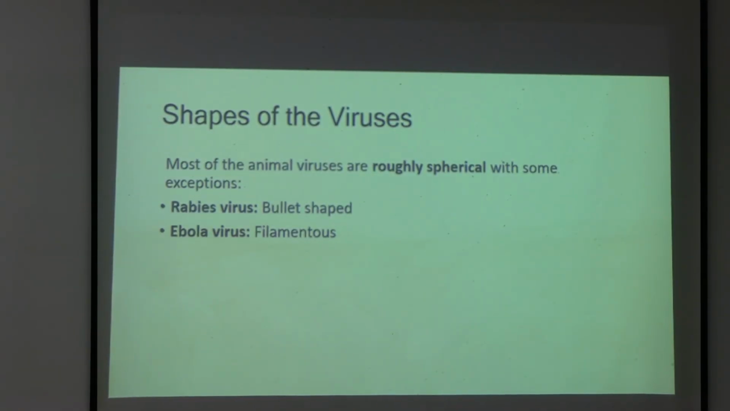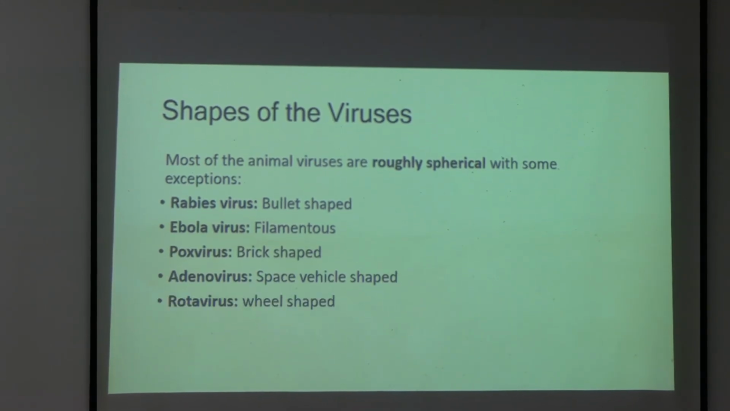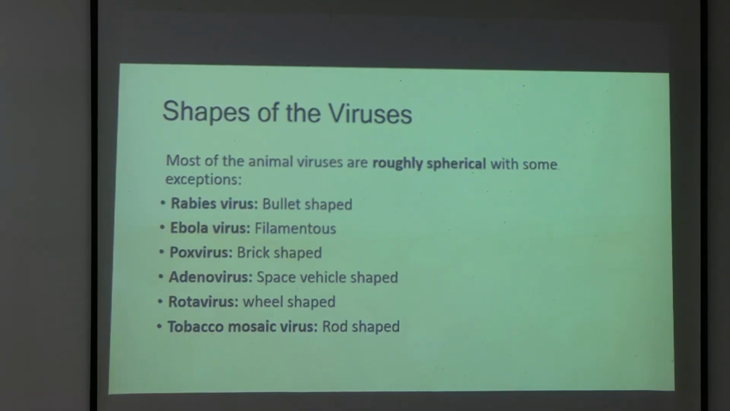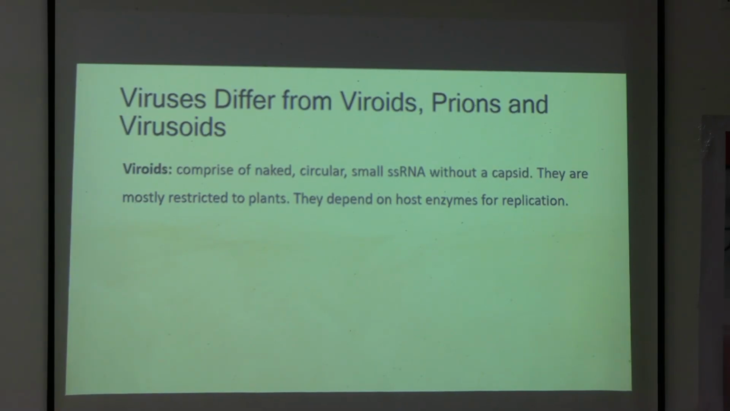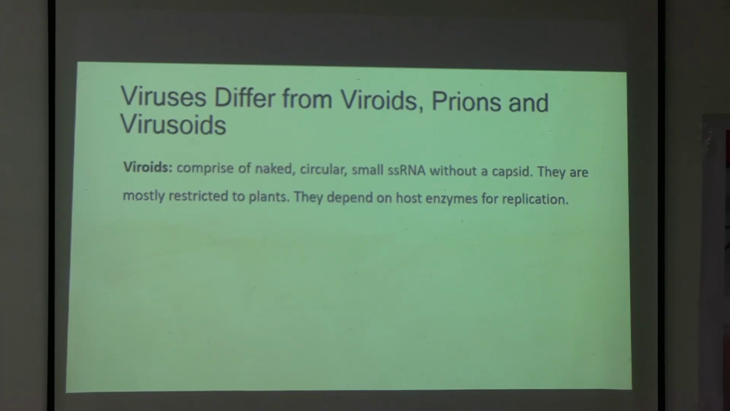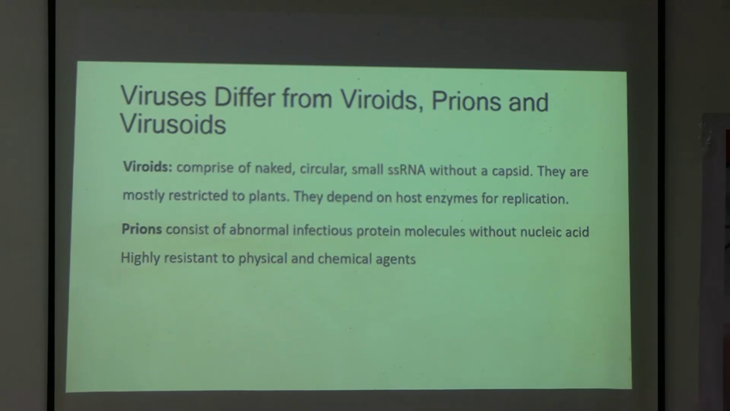So you must know different shapes of viruses as well. Rabies virus is bullet shaped, Ebola is filamentous, pox virus is brick shaped, adeno is space vehicle shaped, rota is wheel shaped, and tobacco mosaic virus is rod shaped. Okay, so now you must know what viroids are. Viroids are nothing but naked, circular, small, single-stranded RNA without capsid. They are mostly restricted to plants and depend on host enzymes for replication.